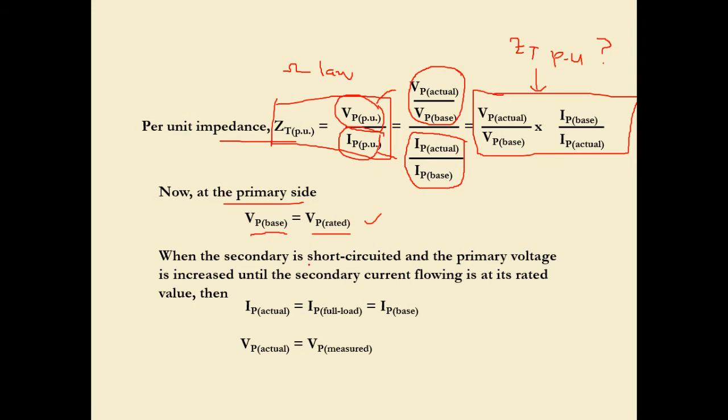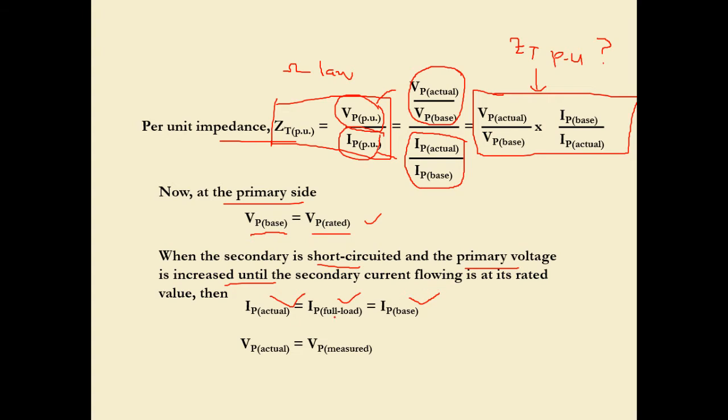When the secondary is short circuited, the primary voltage is increased until the secondary current flowing is at its rated value. So in this particular situation, I P actual equals I P full load, the actual full load, and we pick this as I P base as well, all right?